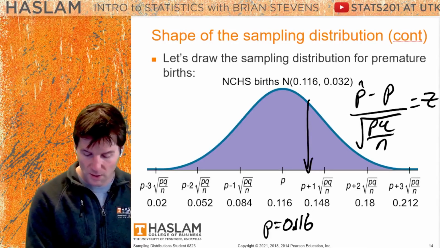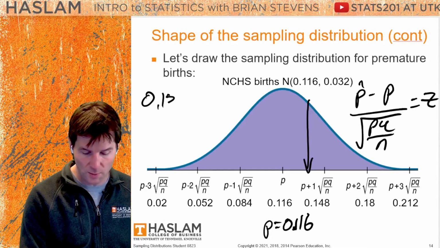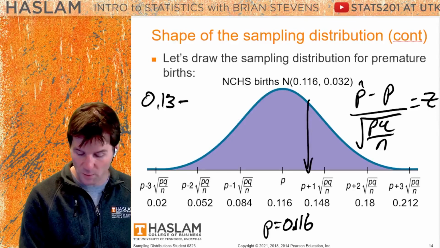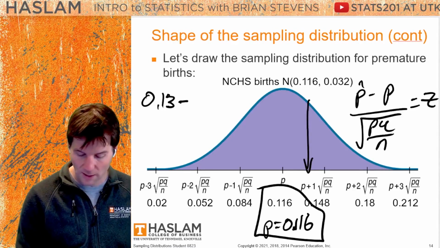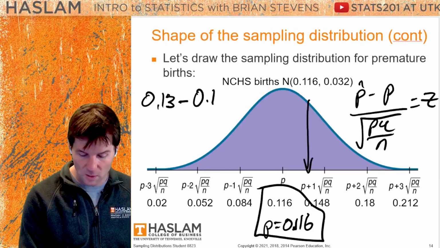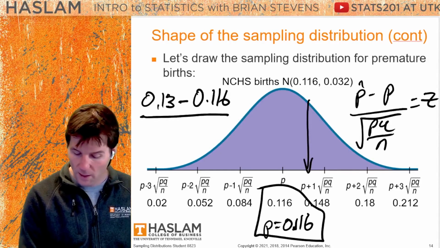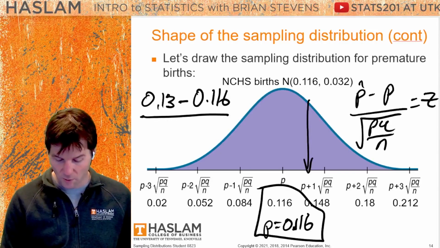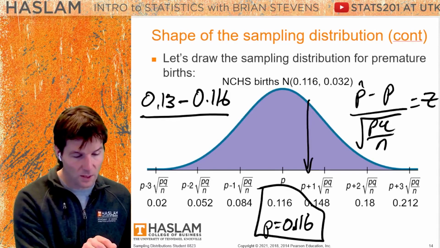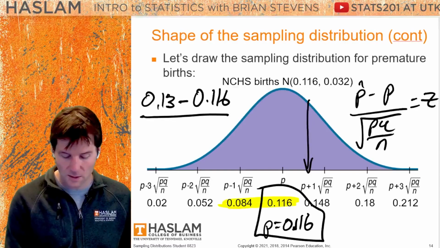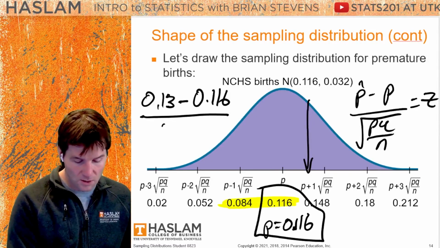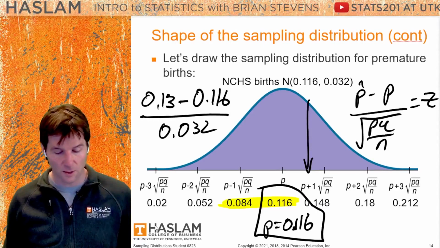Let's plug in the numbers. We observed 13% premature babies at the hospital. We expected, because this is the national average, we expected this, so we're seeing how far those numbers are away. We divide by the standard deviation, which is 0.032. It's on the previous slide. We can also figure it out. We can look at the distances down there. And as you can tell, it's a very small difference with respect to the standard deviation.